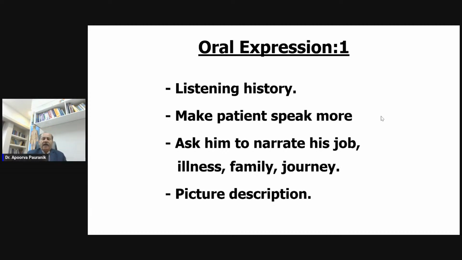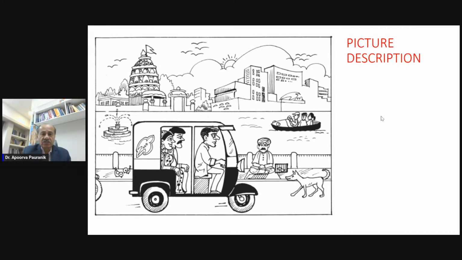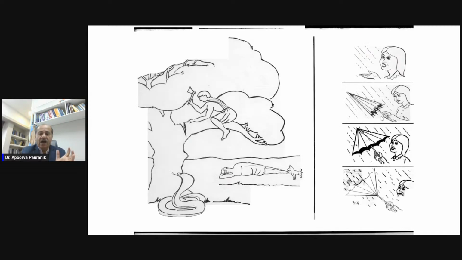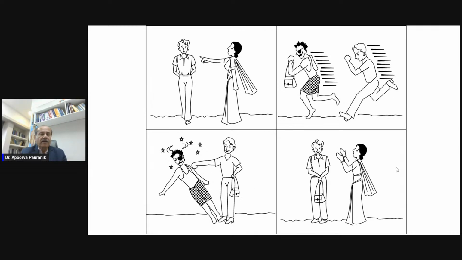Then we come to oral expression or verbal expression. And here we ask the patient to speak more and more, or ask him to narrate his job. For example, we can show them these pictures and we can ask him, describe what's happening in this picture, or describe what's happening in this picture. So this is the way we can force a person to speak a few sentences, or the story of a girl with umbrella, or the story of a lady with a purse and a thief is trying to snatch the purse, and a good Samaritan comes to rescue the lady's purse.